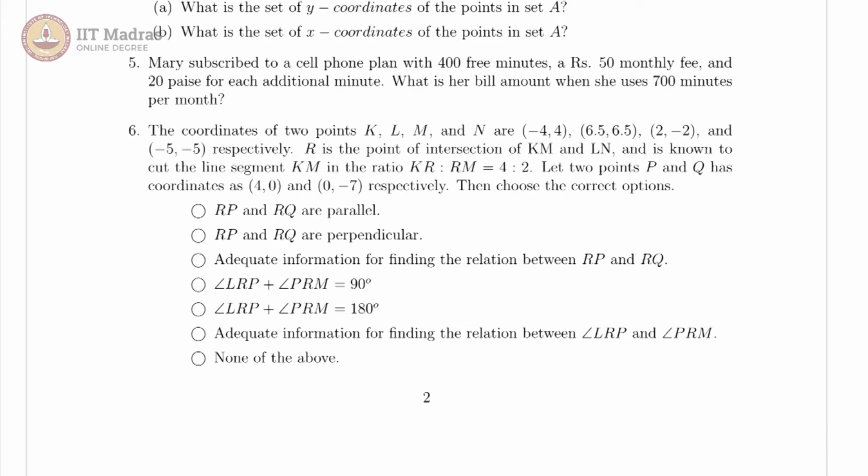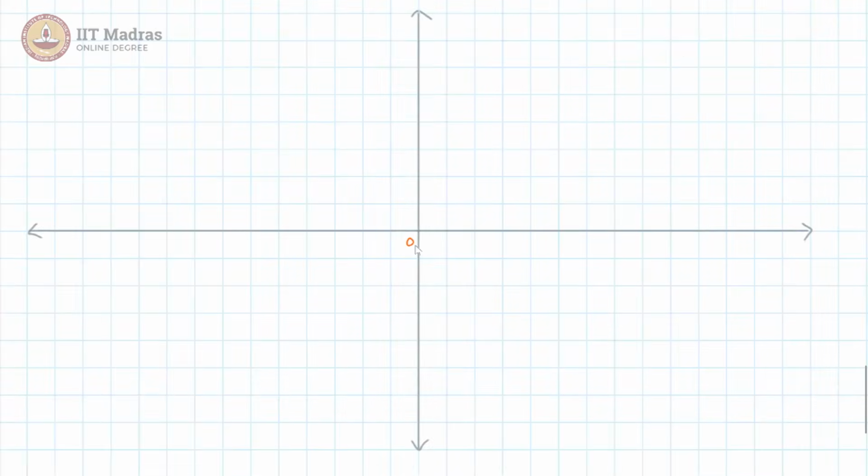For our sixth problem, we have these 4 points given to us. Let's first plot them out on a graph. So this will be 0. We have a minus 4 comma 4. So this is minus 1, this is minus 2, this is minus 3, this is minus 4. This is 1, 2, 3, and 4. So this point here is our K, minus 4 comma 4.